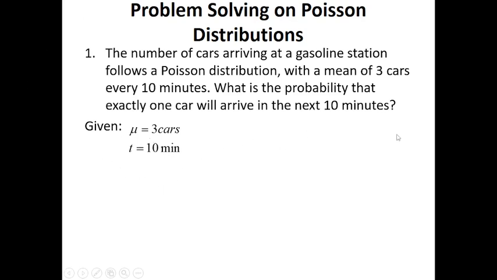So what is the probability that exactly one car will arrive in the next 10 minutes? So now, what is the chance that one car will arrive at the gasoline station in the next 10 minutes? Okay? If the average is 3 cars every 10 minutes, what is the probability that exactly one car will arrive in the next 10 minutes? So that is our concern, no?